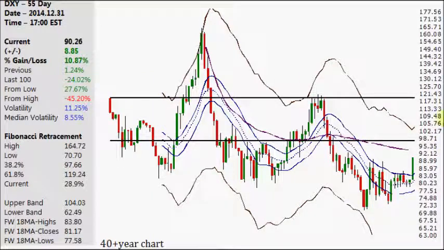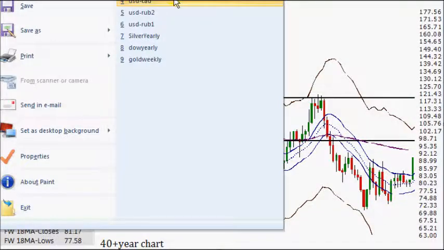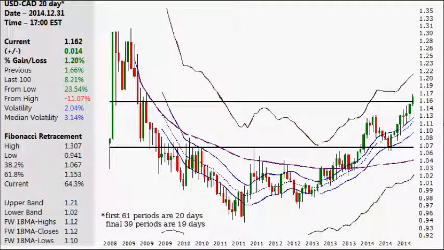Let's take a look at a few other crosses. First one is the US Canadian dollar, looking at a 20-day chart, although the first 61 periods or so are 20 periods per day, since then 19, really no difference. Just enough so that I can get this entire move up to this top on the chart. Okay, I've talked about this before, and I've stated a key number, 115.3. It's above that now, which means a significant Fibonacci level.